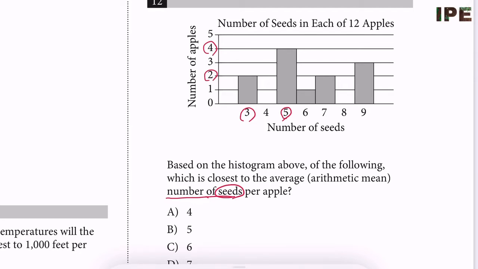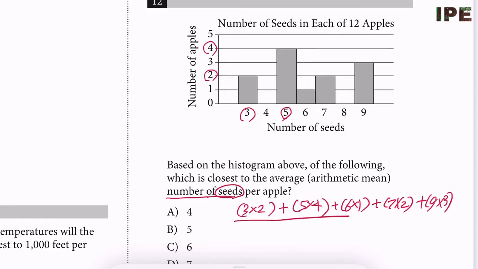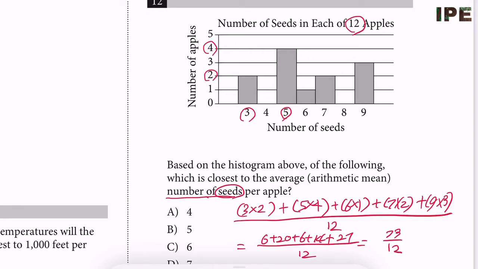Just number times frequency, right? 3 times 2. 2 apples have 3 seeds, totally 6 seeds, plus nothing on 4. And then 5 seeds, how many apples? 4 apples, so 5 times 4. And then 6 times 1, then 7 times 2, and then 9 times 3. That divided by how many apples? You don't have to count it. It's already given: the number of seeds in each of 12 apples. So 12. 6 plus 20 plus 6 plus 14 plus 27, divided by 12, equals 73 divided by 12, which is 6.08.